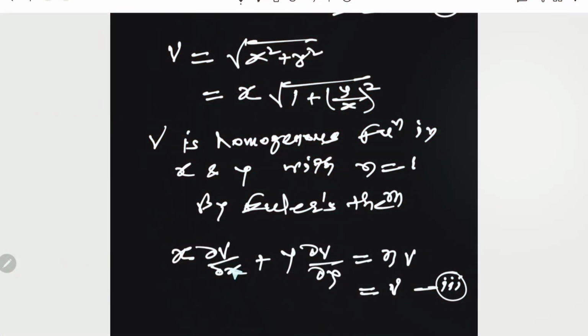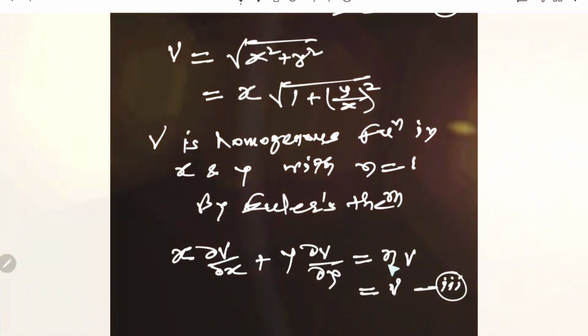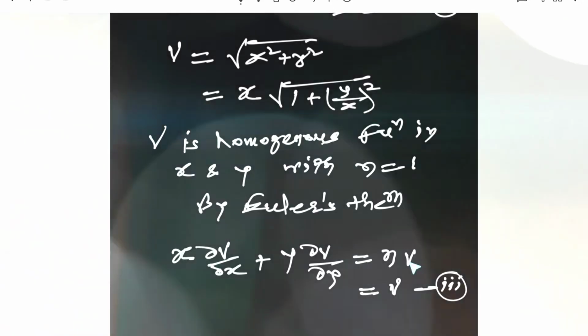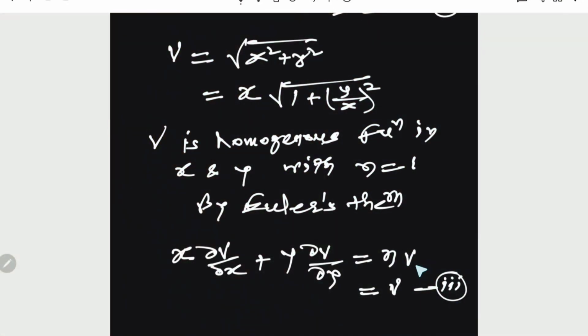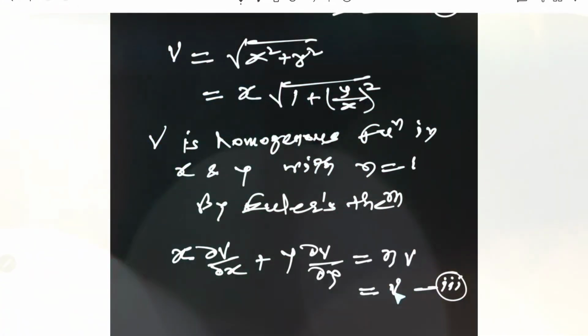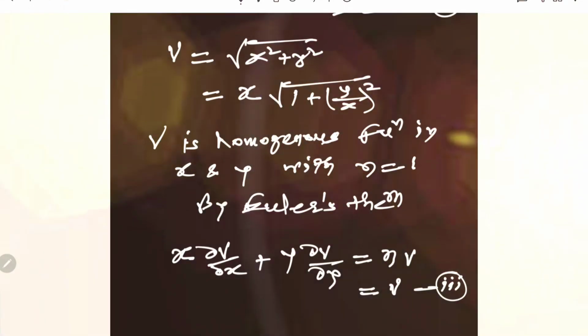And then by Euler's theorem, we apply Euler's theorem for v also. We get x dou v by dou x plus y dou v by dou y is equal to n into v, as it is function of x and y only. The previous one is function of function. Therefore, we are using some different formula. We get that value as v, equation number 3.